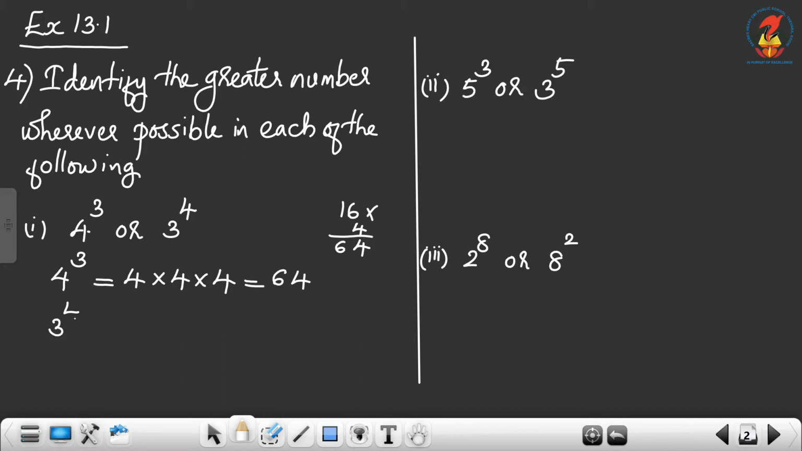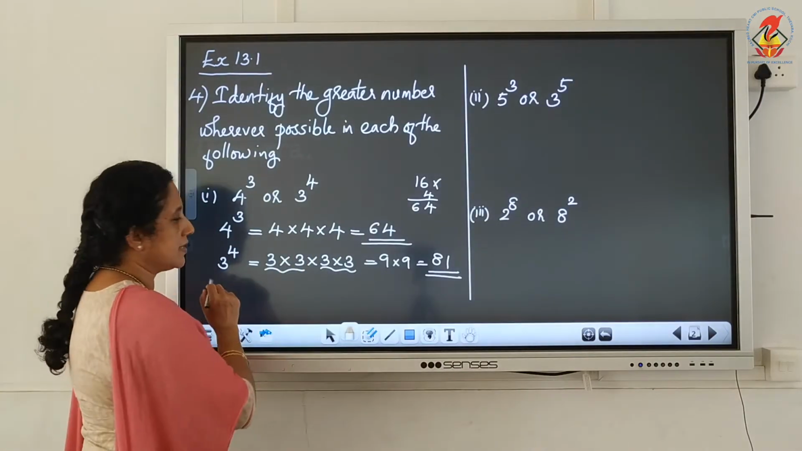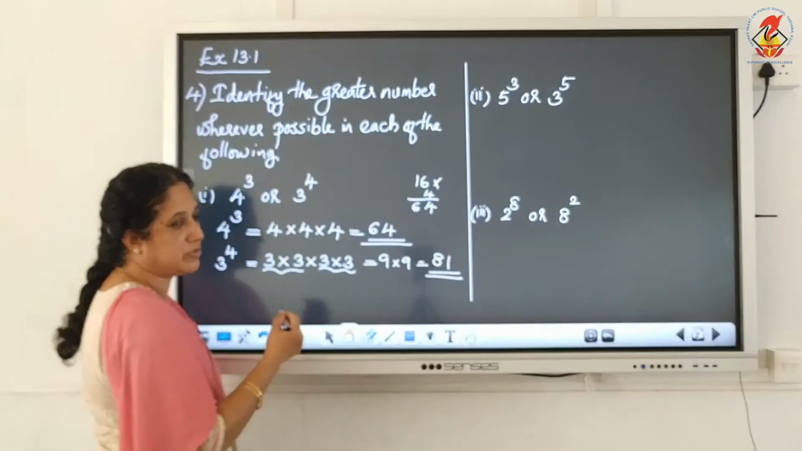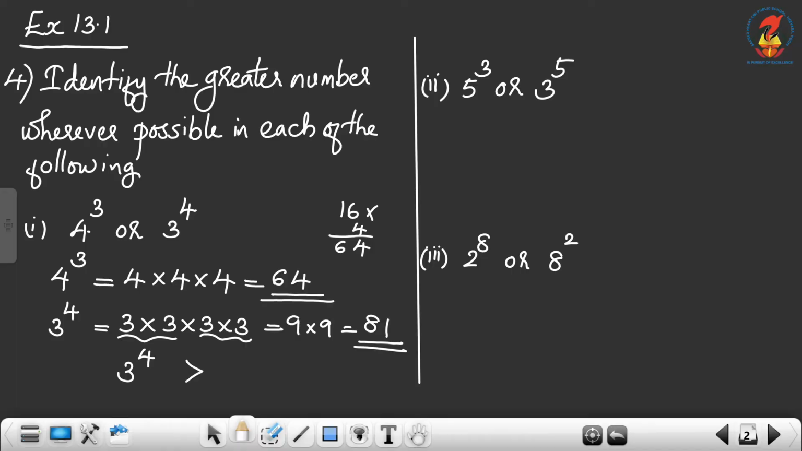Now next, 3 raised to the power 4 equal to 3 multiplied by itself 4 times. So 3 into 3 into 3 into 3, 3 threes are 9. Again 3 threes are 9. 9 into 9 equal to 81. Now first one, 4 raised to the power 3, we got as 64. Then the second one, 3 raised to the power 4, we got as 81. Which one is greater? 81 is greater. So we can write 3 raised to the power 4 is greater than 4 raised to the power 3.